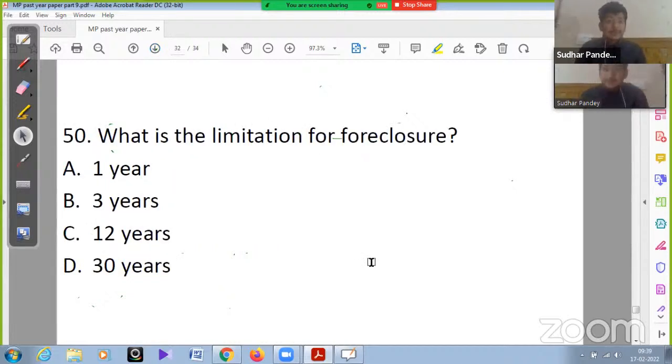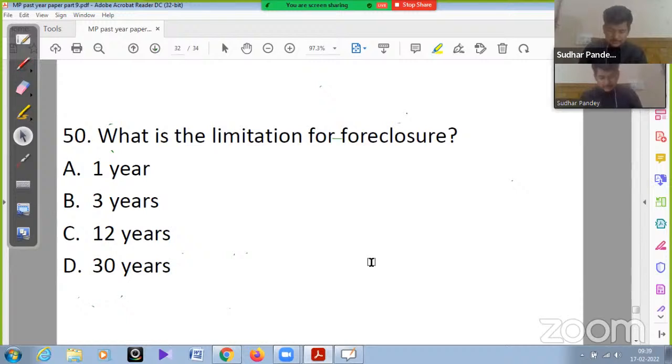Question number 50. What is the limitation for foreclosure? A, 1 year, B, 3 years, C, 12 years, and D, 30 years. Yes, limitation for foreclosure: 1 year, 3 years, 12 years, and 30 years. Question number 50. What should be the correct answer? Just let me know quickly.